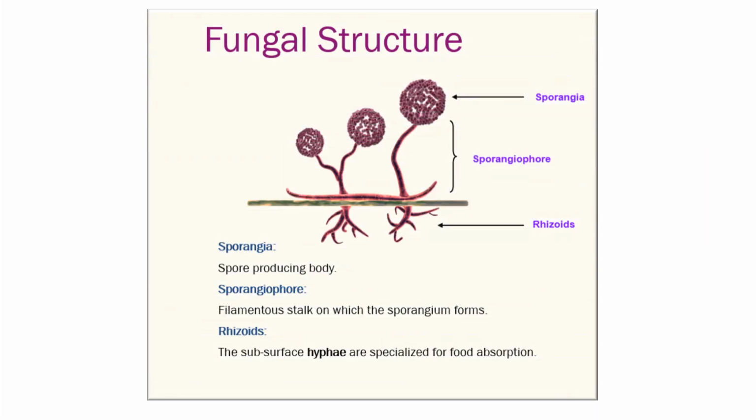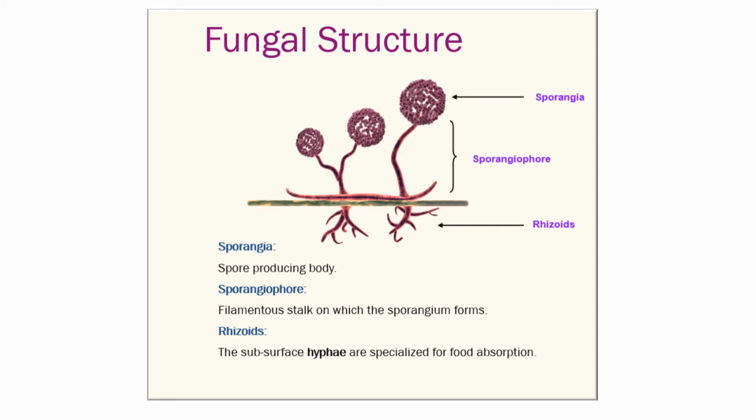The fungal structure consists of three major parts. Sporangium is an enclosure in which spores are formed. It can be composed of a single cell or can be multicellular. Sporangiophore is a specialized hyphae bearing sporangia. It is a filamentous stalk on which a sporangium forms.